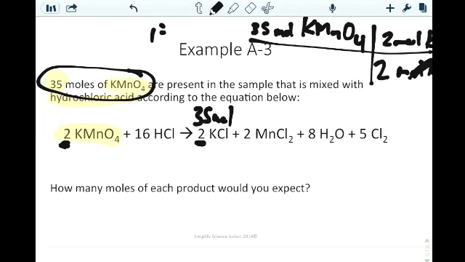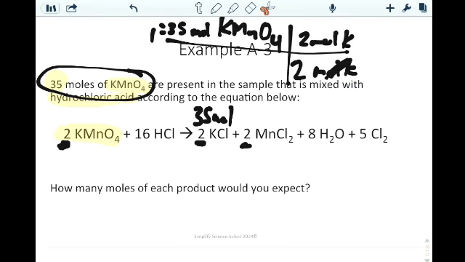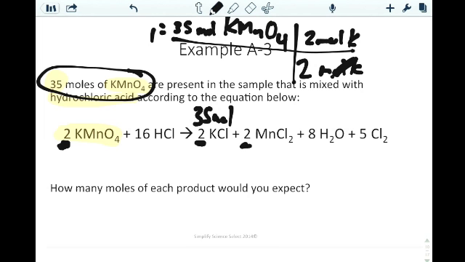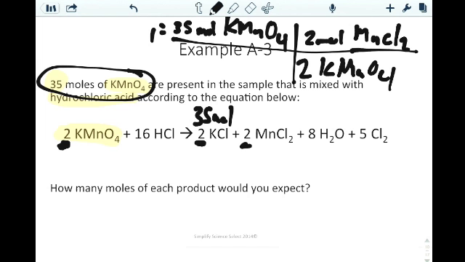Okay, and what we can see is in the next one, it's the same ratio. So it's a 2-to-2. So the only thing that will change is on the top, it's still a 2-to-2 ratio, but instead of moles of potassium chloride, it's manganese chloride, in particular manganese 2 chloride. So it's MnCl2, but it comes out to be the same thing, because it's the same ratio. So this is 35 moles.